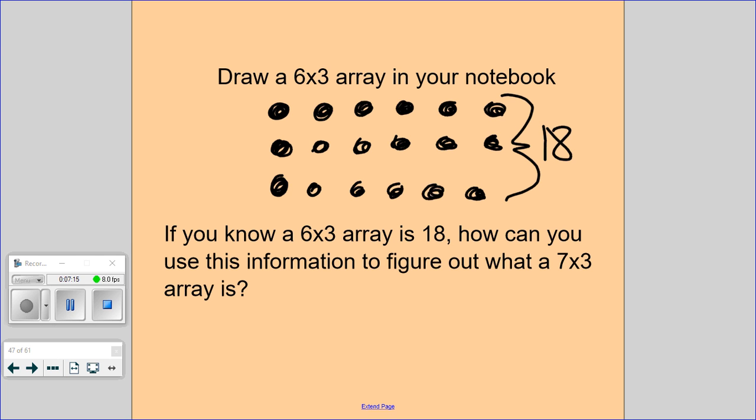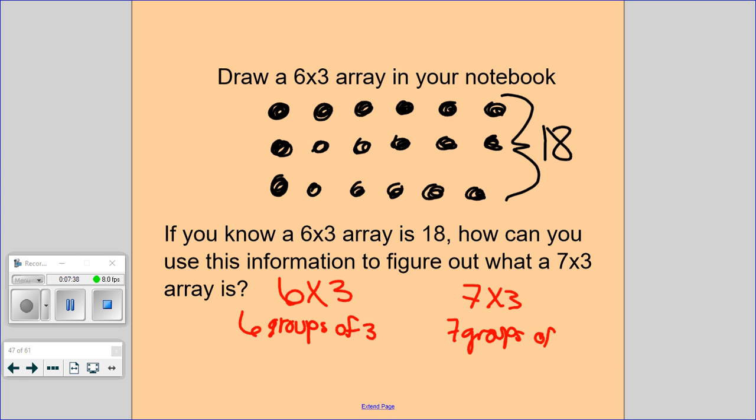Nope. Let's translate a little bit. You don't have to write this. 6 times 3, that is 6 groups of 3. And we're trying to get to 7 groups of 3. How do I get there? I have a 6 by 3 and I want to get to a 7 by 3. What do I need to do to get there?